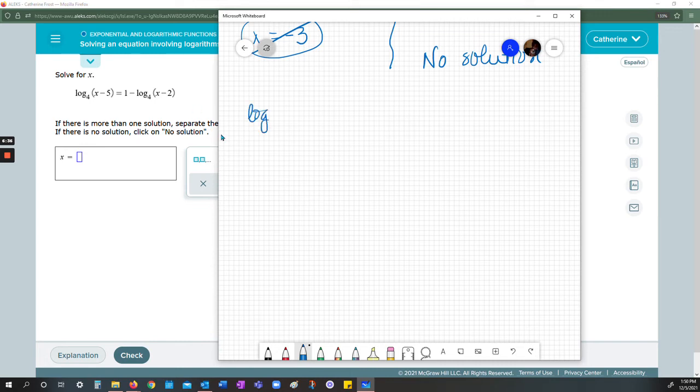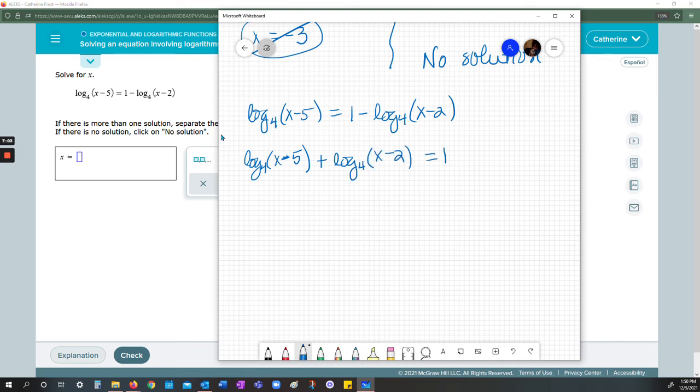Okay, so log base 4 of x minus 5 equals 1 minus log base 4 of x minus 2. So for this one, we would add this log base 4 to both sides. We happen to have that 1 again. It's not always a 1. But we would get log base 4. It doesn't matter the order because they're both going to be x minus 5, x minus 2. They're both going to end up being positive logs. So that means we're going to use the product property. So this plus sign tells us, okay, we're going to multiply the stuff inside the log. So we'll have log base 4 of x minus 5 times x minus 2.